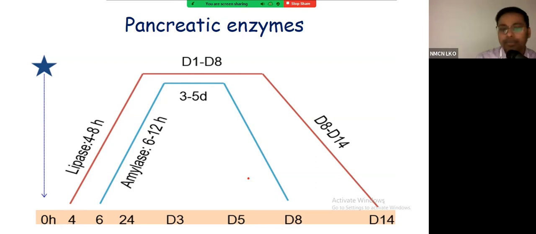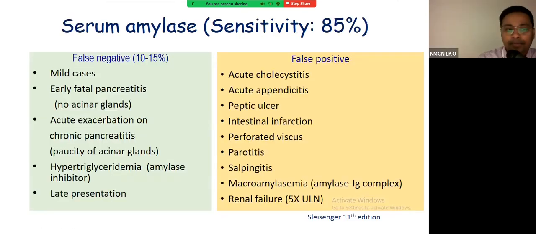So we have to keep in mind this image, because there can be false negatives and false positives. In mild cases, there may be false negative serum amylase, which can be seen in 10 to 15% of cases. In early fulminant pancreatitis, there is no acinar gland function, so we don't get elevated serum amylase. Or if it is an acute exacerbation of chronic pancreatitis, in that case also there will not be much elevation of serum amylase.